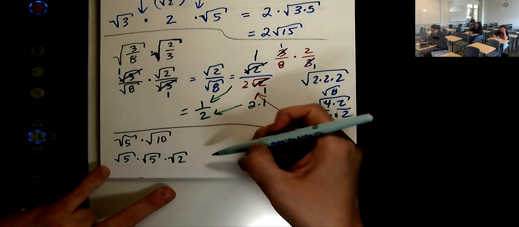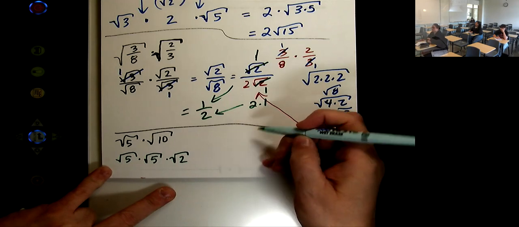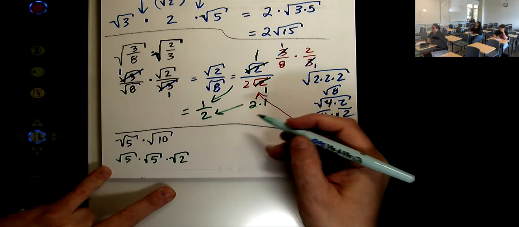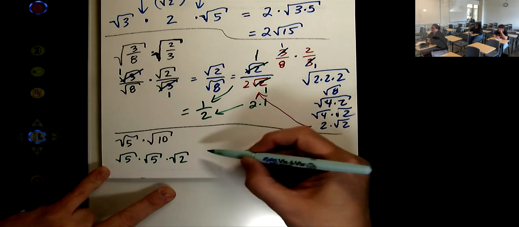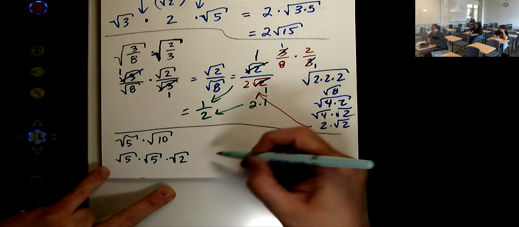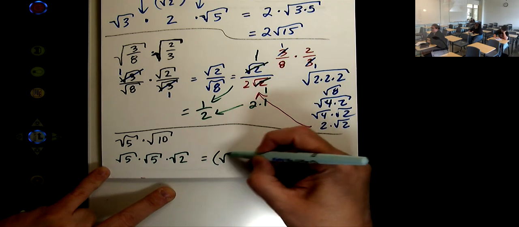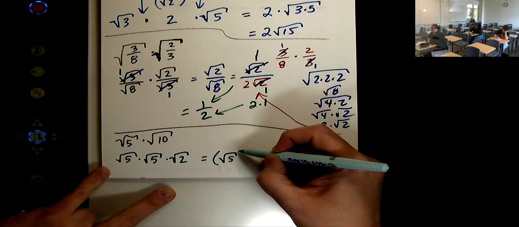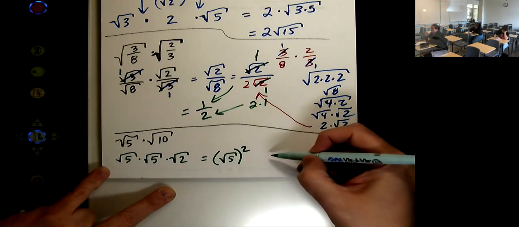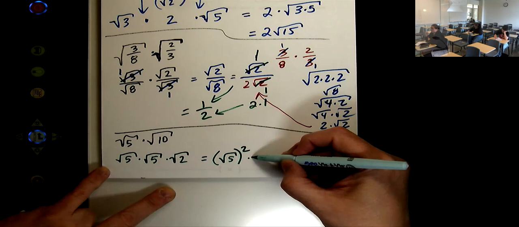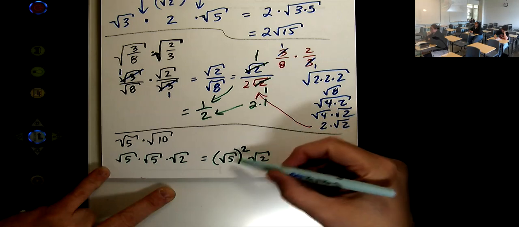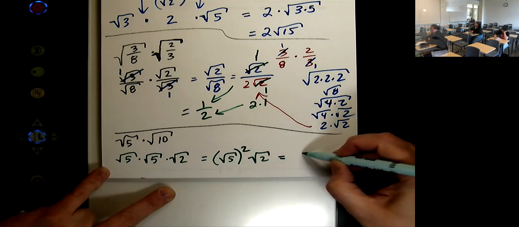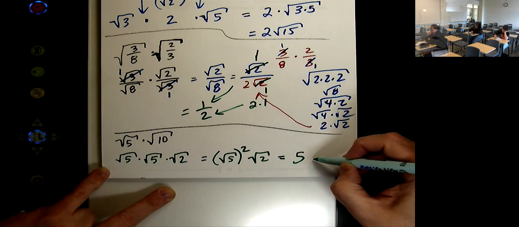All right, so what can I do here? Yeah. The 5, you're gonna do parentheses, square root of 5, close parentheses, cubed, the top, times square root of 2. So what does that become? 5. Good job.